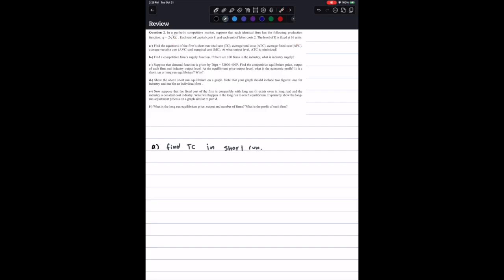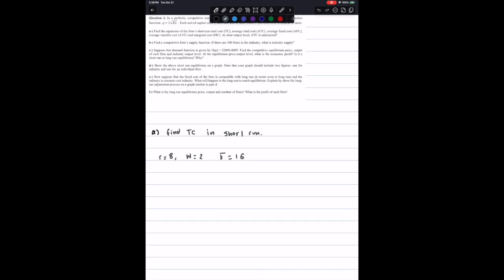So let's write some of this down. We know each unit of capital, which we can write as R, is equal to 8. We know each unit of labor costs $2, so we'll write W is equal to 2. Just assume W is wage, right? And we know that K is fixed at 16. We denote this by putting a bar on top of K. So K bar is equal to 16. That means K is fixed at 16.